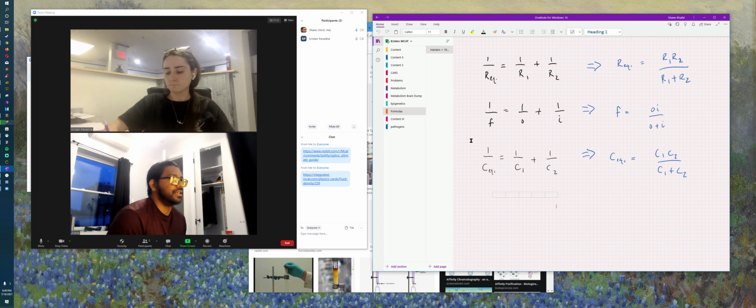So that's the equation that I drew out. And for a capacitor, it's a similar kind of thing, where capacitance increases with the area of the plates. So that's why you'll see a reciprocal sum for adding up capacitors as well.